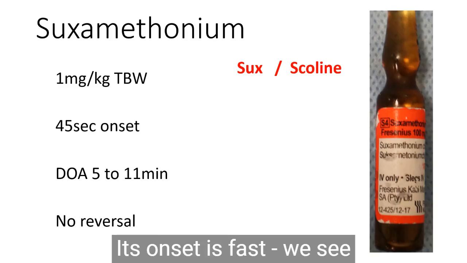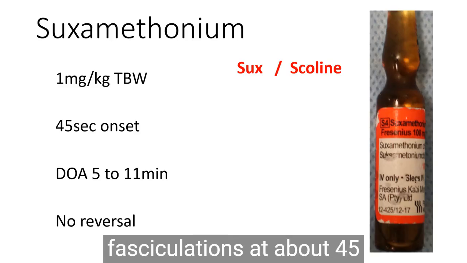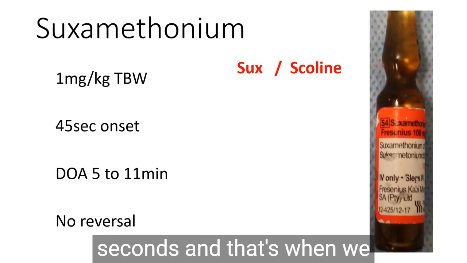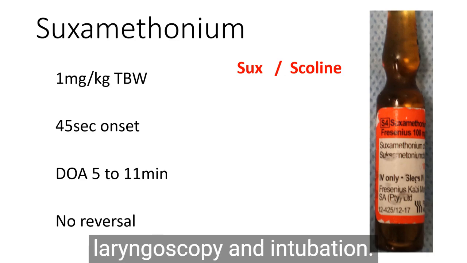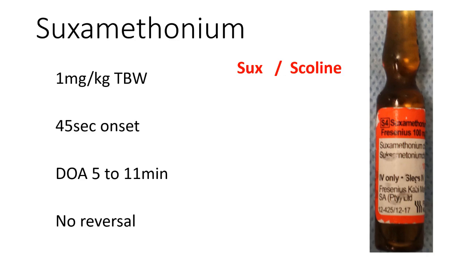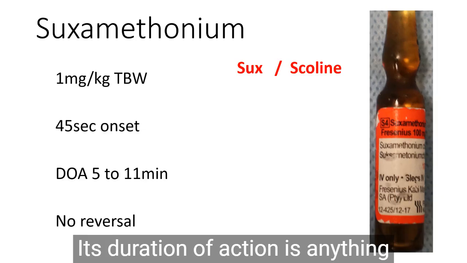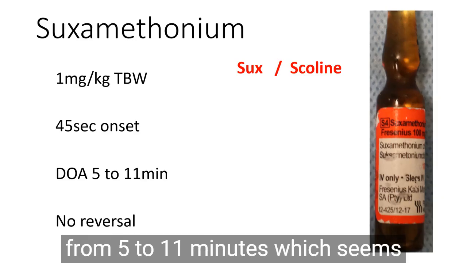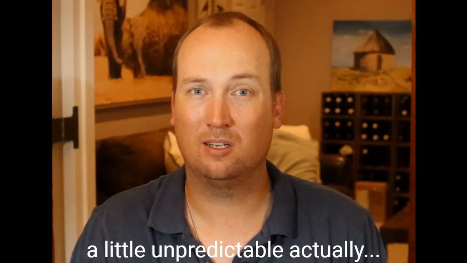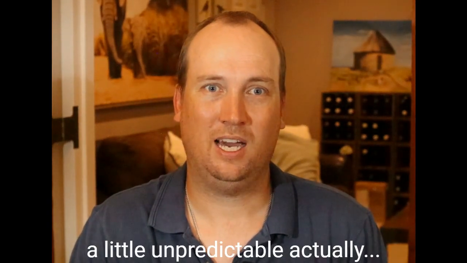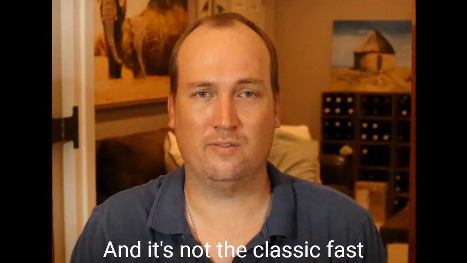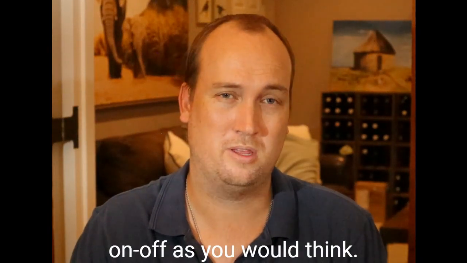Its onset is fast. We see fasciculations at about 45 seconds, and that's when we know that we can proceed to laryngoscopy and intubation. Its duration of action is anything from 5 to 11 minutes, which seems a little unpredictable actually, and it's not the classic fast on-off as you would think.